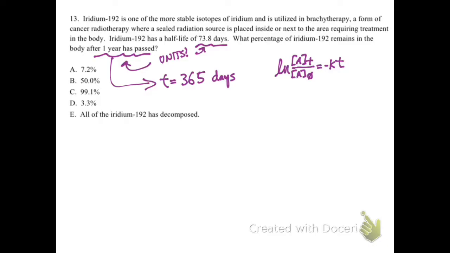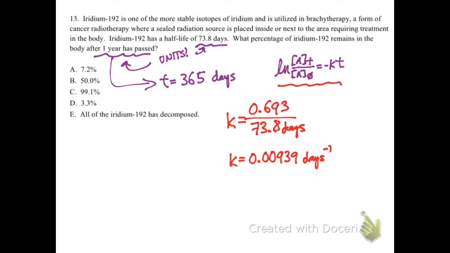Once again, you could also use the form of this equation that plugs in, instead of negative KT, negative 0.693 times T over half-life. That works perfectly well too. I just like to solve for K for consistency's sake. So K is equal to 0.693 divided by our half-life, which is 73.8 days, which gives us 0.00939 days to negative 1. Remember, with the first order integrated rate law, with any rate law, you can use any unit of time as long as you're consistent with your units.